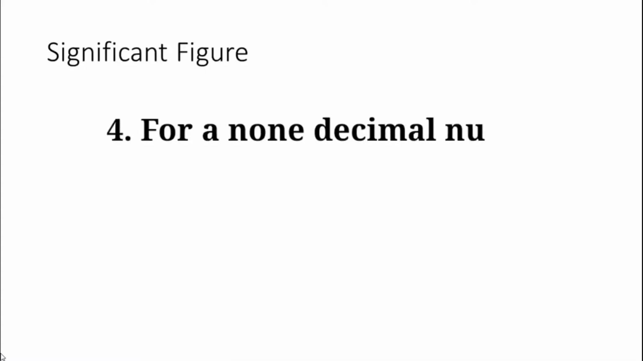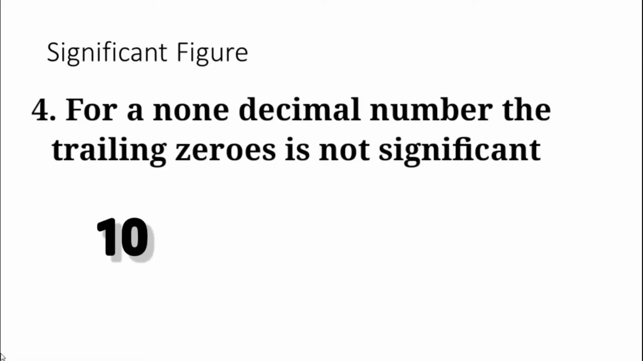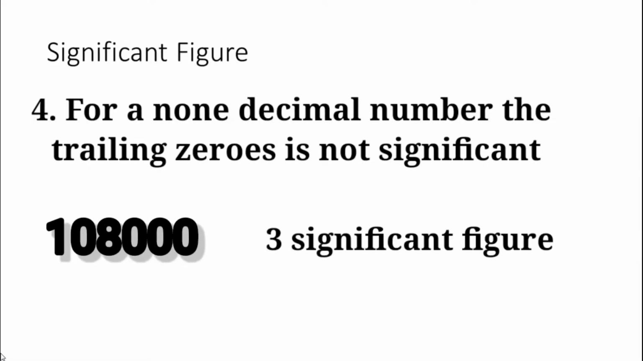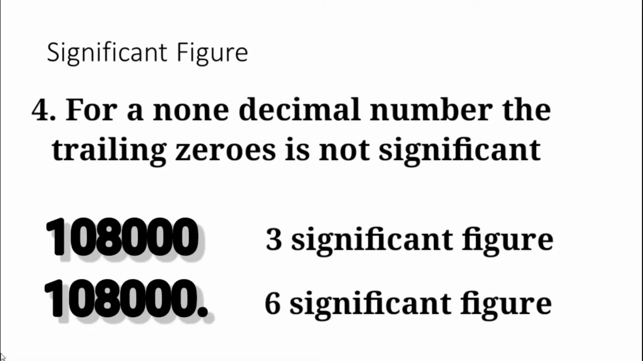For a non-decimal number, the trailing zeros are not significant. 108000 only has 3 significant figure. The trailing zeros are not significant. But if we put a decimal point at the end of the number, for example 108000., this tells us that the zeros are significant. The number of significant figure now changes to 6.